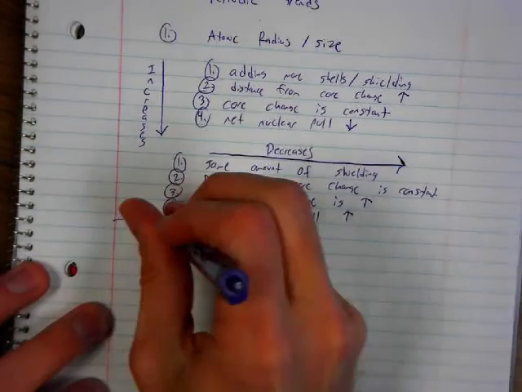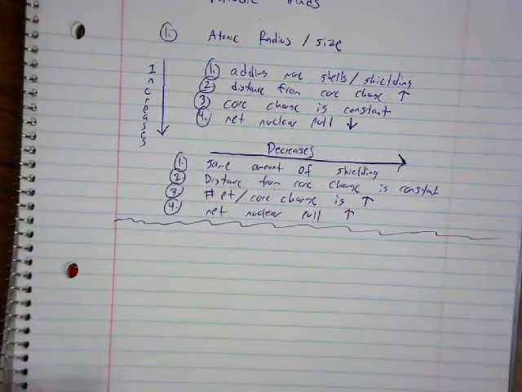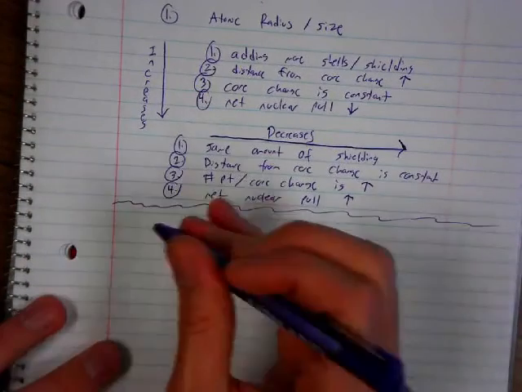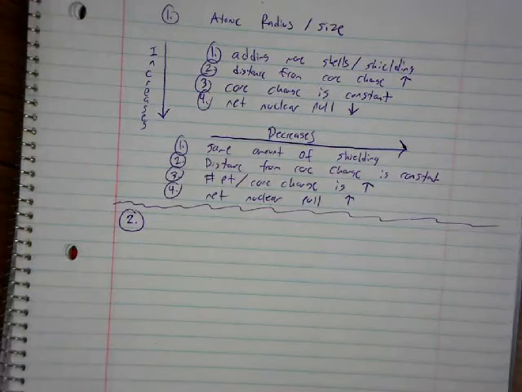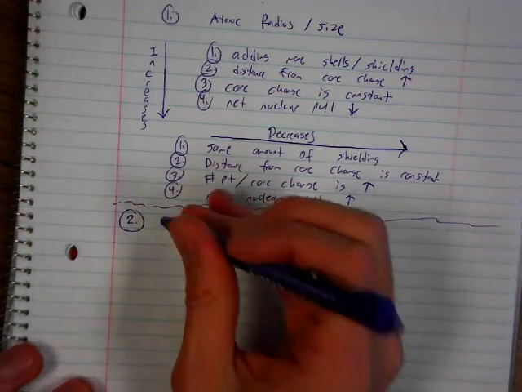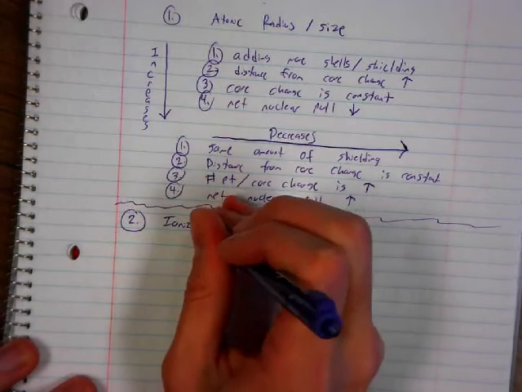Trend number 2. So I'm going to put a little squiggle. Very pretty. I thought it was too. Trend number 2, except for that incomplete sentence. Ionization energy.